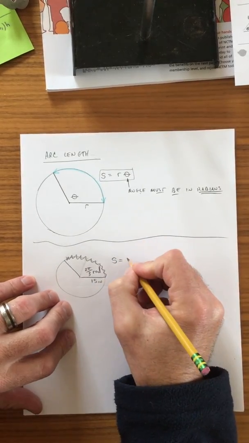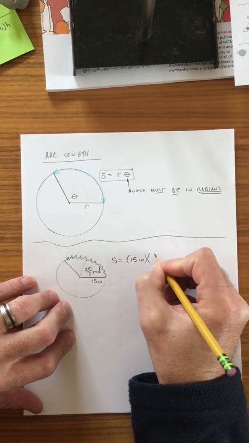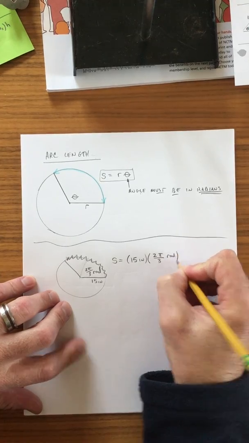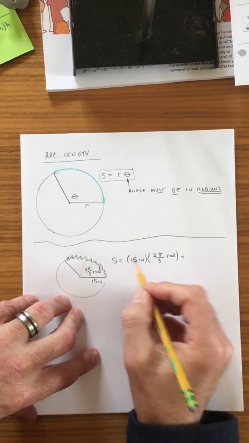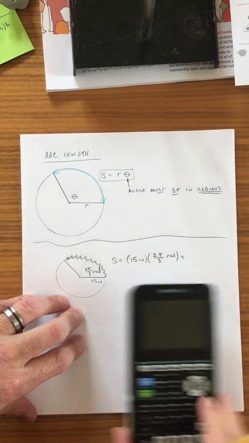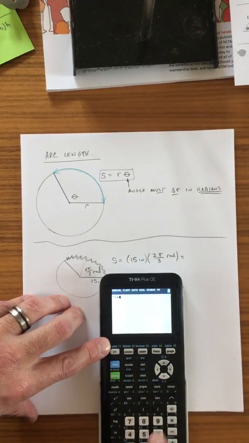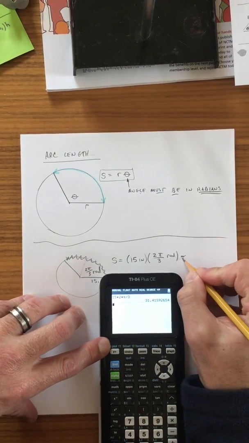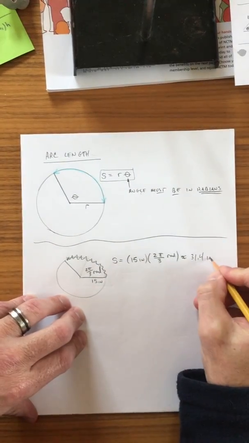So it would be the radius, which is 15 inches, times the angle, which is 2 pi over 3 radians. And because we're doing an arc length, typically we don't leave the pi, but we multiply it out. And so in this case, we would do 15 times 2 times pi divided by 3. And we'd get about 31.4 inches.